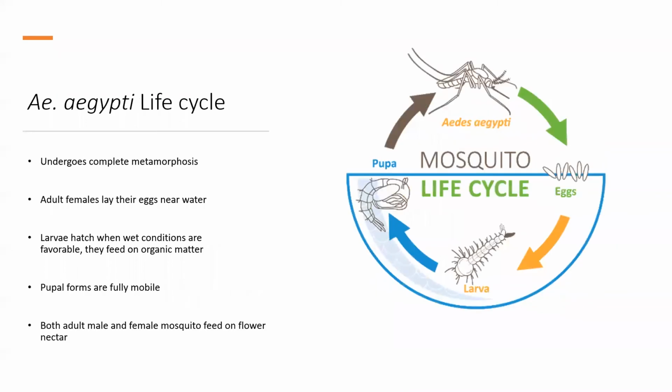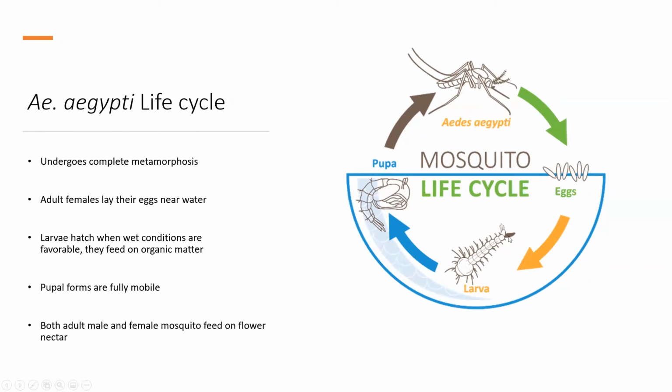So the life cycle of Aedes aegypti, there's 4 life stages: the egg, larva, pupa, and the adult. So after a successful blood meal, the female would lay her eggs near water sources, and when conditions are conducive, the eggs will hatch into larvae, and then larvae feed on detritus, dead plant material. They can feed on fungi and other single-celled organisms in the water column. They will molt a couple times, and then they will turn into the pupa. And the interesting thing about the pupa is that it is fully motile, so it can still swim around.